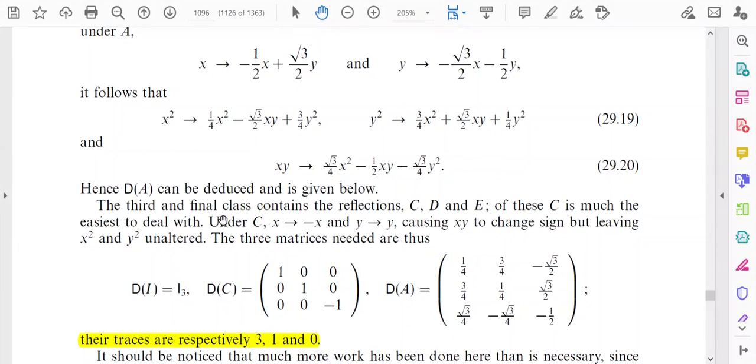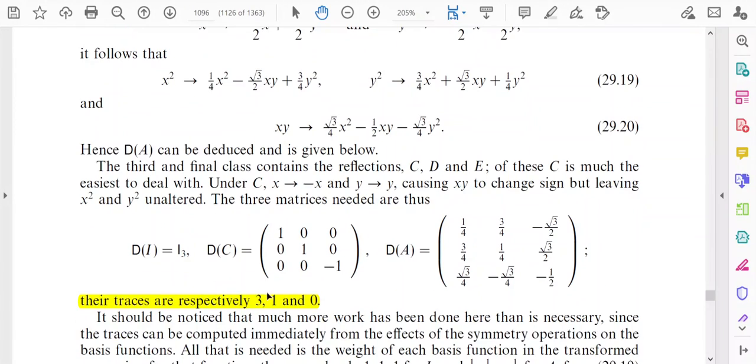Similarly, for the third class, in which there are a total of 3 elements C, D and E, and they are basically the reflection elements, we can take any one of the elements. Suppose we choose C, because under C only x changes sign, x becomes minus x and y is unchanged. So x square and y square will remain unchanged, and xy will be changed, because minus x squared is the same as x square, y is unchanged, and as x changes sign, xy will be changed. So this can be reflected by this matrix.